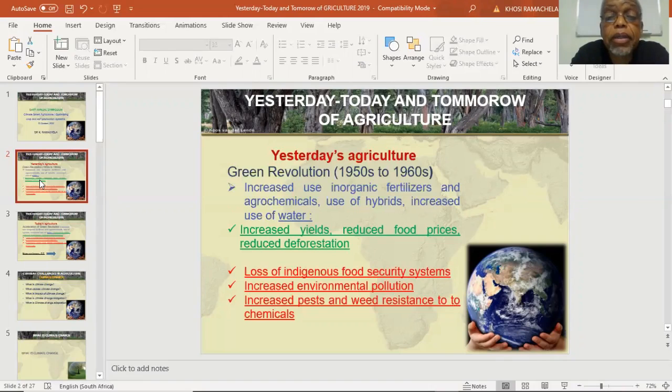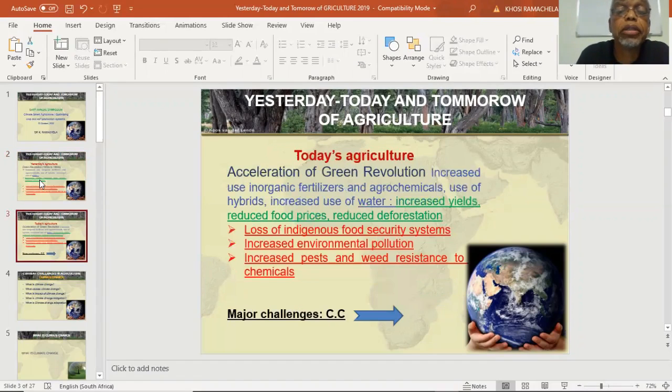For instance, there was loss of indigenous food security systems, where communities in their respective cultures had their own production systems which were climate smart. There's increased environmental pollution from your fertilizers and agrochemicals. Then it also increased pest and weed resistance to chemicals. Those are the negative impacts of yesterday's Green Revolution.